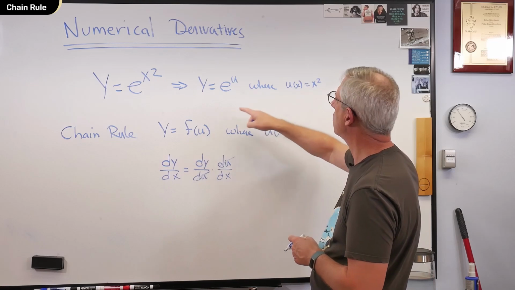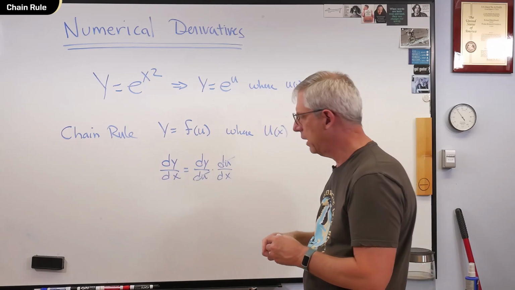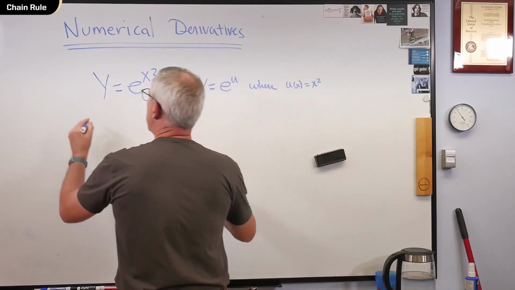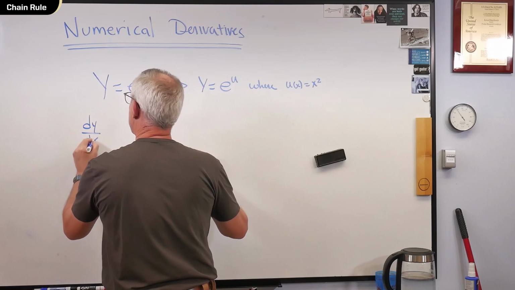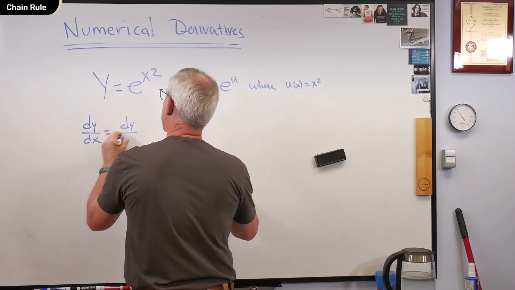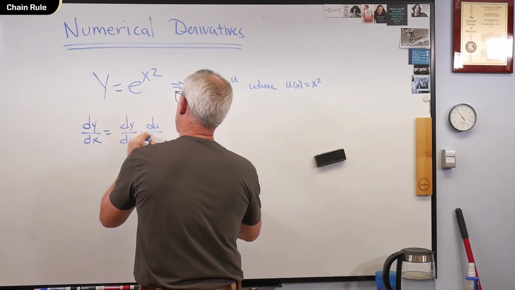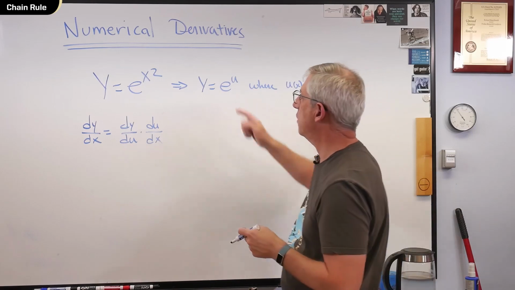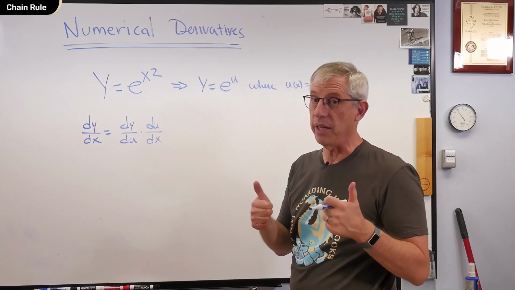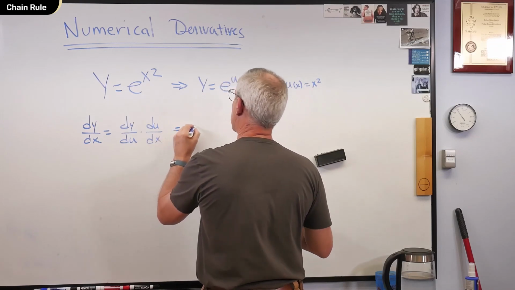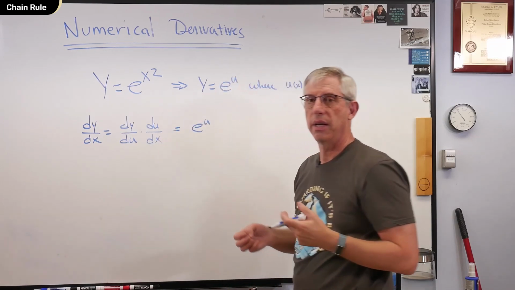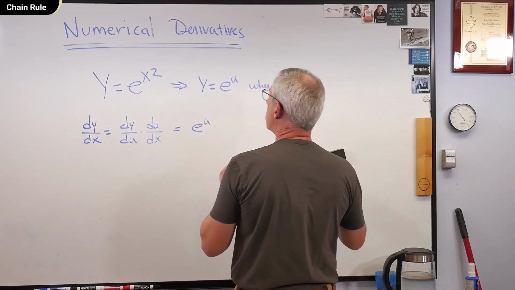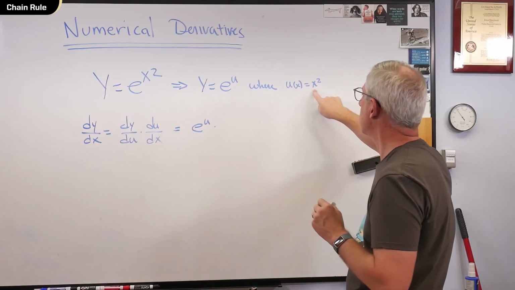Well, how am I going to apply that here? Let's try this. All right. So dy dx equals dy du times du dx. Okay, well, what's that mean? Well, dy du, what's the derivative of e to the u with respect to u? Conveniently, it's e to the u, because e to the x is its own derivative. It's the only function that is its own derivative. And what's du dx? Well, du dx, that's just 2x, isn't it?